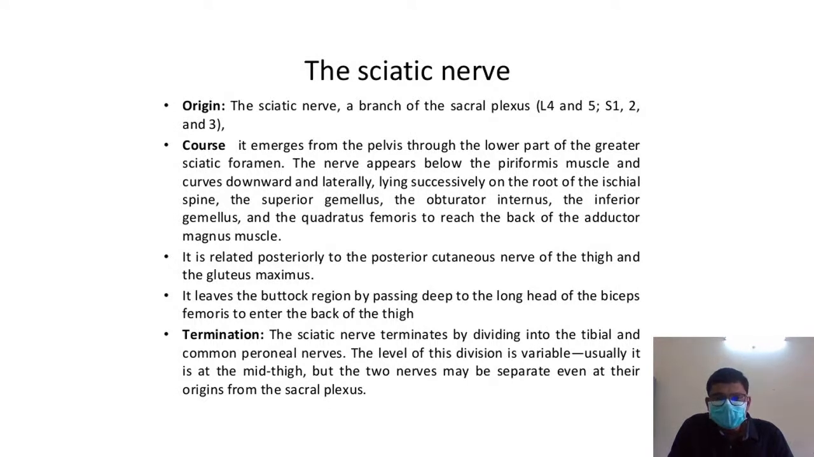The sciatic nerve terminates by dividing into two important nerves called the tibial nerve and the common peroneal nerve. The level of this division is variable. Usually it lies at the mid level of the thigh, but however, sometimes you can see these two branches right from the origin at the sacral plexus.